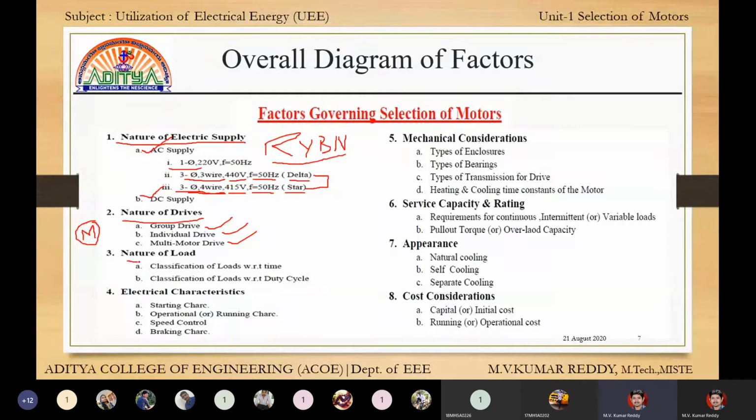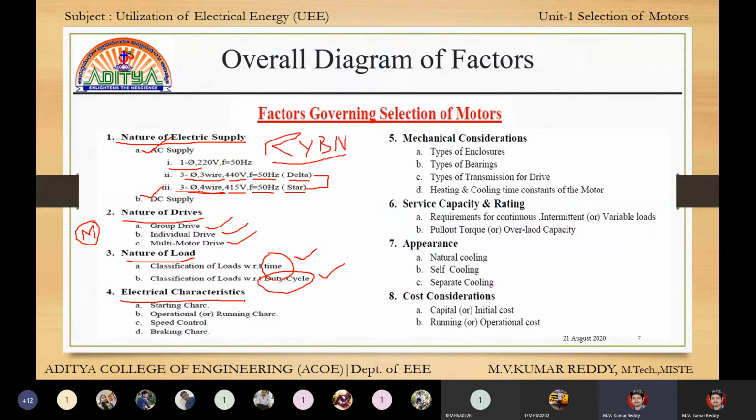Next one is nature of loads. Nature of loads are two types. First one is with respect to time, and second one is with respect to duty cycle. There are two types of loads. And fourth one is electrical characteristics.